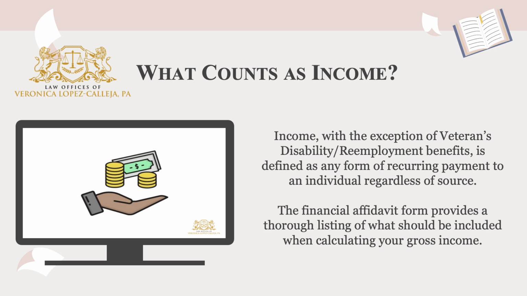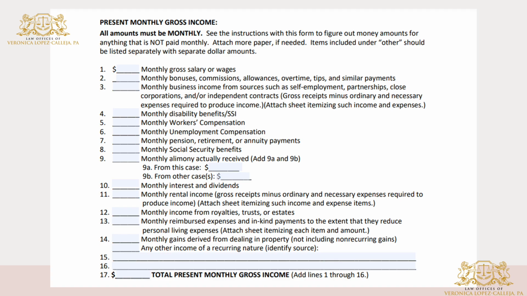What counts as income? Income, with the exception of veterans' disability or reemployment benefits, is defined as any form of recurring payment to an individual regardless of source. The financial affidavit form provides a thorough listing of what should be included when calculating your gross income. Currently displayed are the requirements of the financial affidavit as to calculating the monthly gross income.